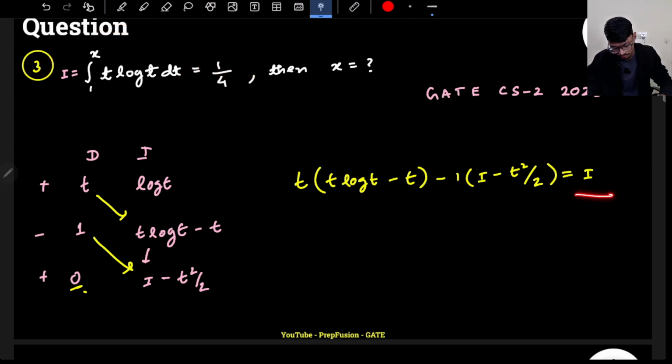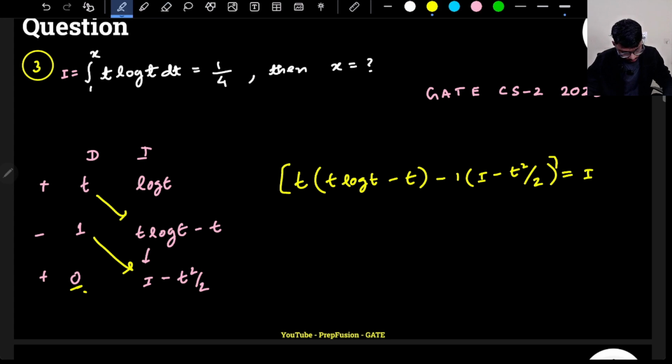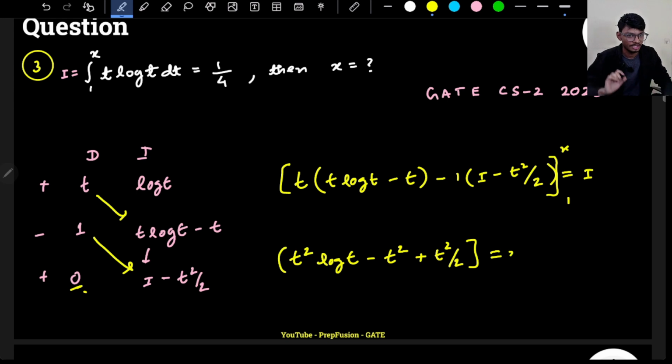I will not explain the DI method. If you don't know it, you can just look it up. So this will be t square. Now remember, you have to put the limits as well in the DI method. This will be 1 to x. t square log of t minus t square, that I will move to the right hand side. This will be plus t square divided by 2 equals 2I. Now why am I using this DI method? It may seem difficult, but just see how little I'm writing. If you solve this using integration by parts, this will be so lengthy, trust me.